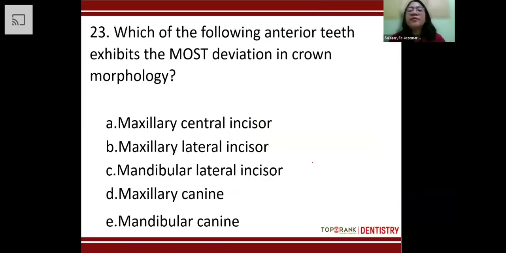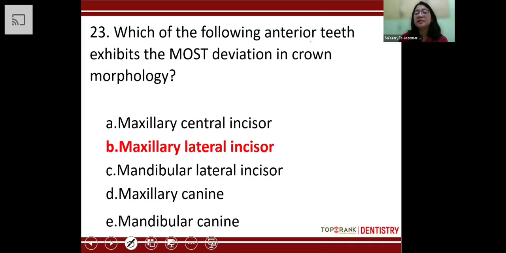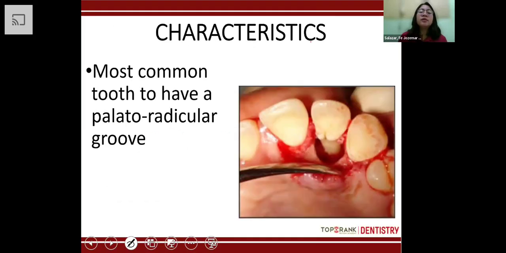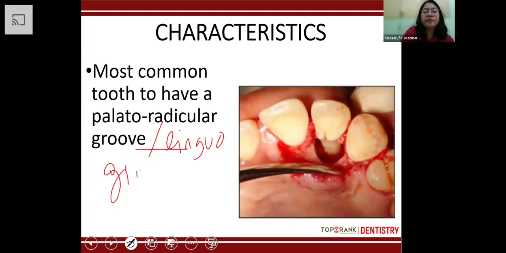Number 23, which of the following anterior teeth exhibits the most deviation in crown morphology? Most deviation, anterior, yes, that's your maxillary lateral incisor. Okay, the most common tooth to have a palatoradicular groove, or its other name, lingogingival groove, which is a groove that runs from the crown to your root, or from enamel to cementum.